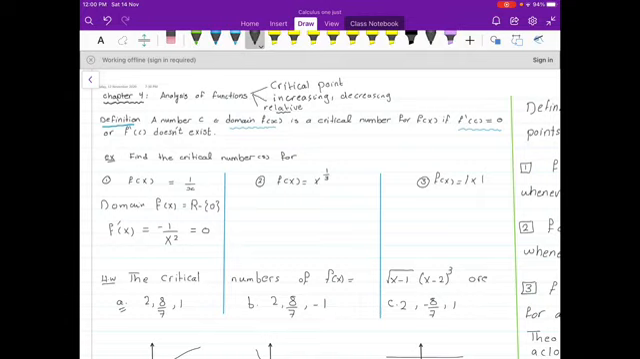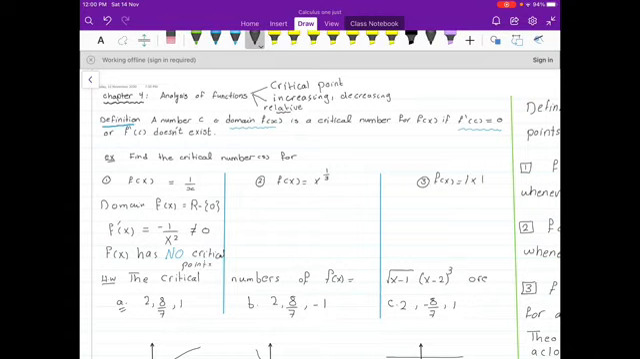Is it possible that f' equals 0? No. So f'(x) will never equal 0. The function is not differentiable at x equals 0 but x equals 0 is not a critical point because it does not belong to the domain. So we say f(x) has no critical points.